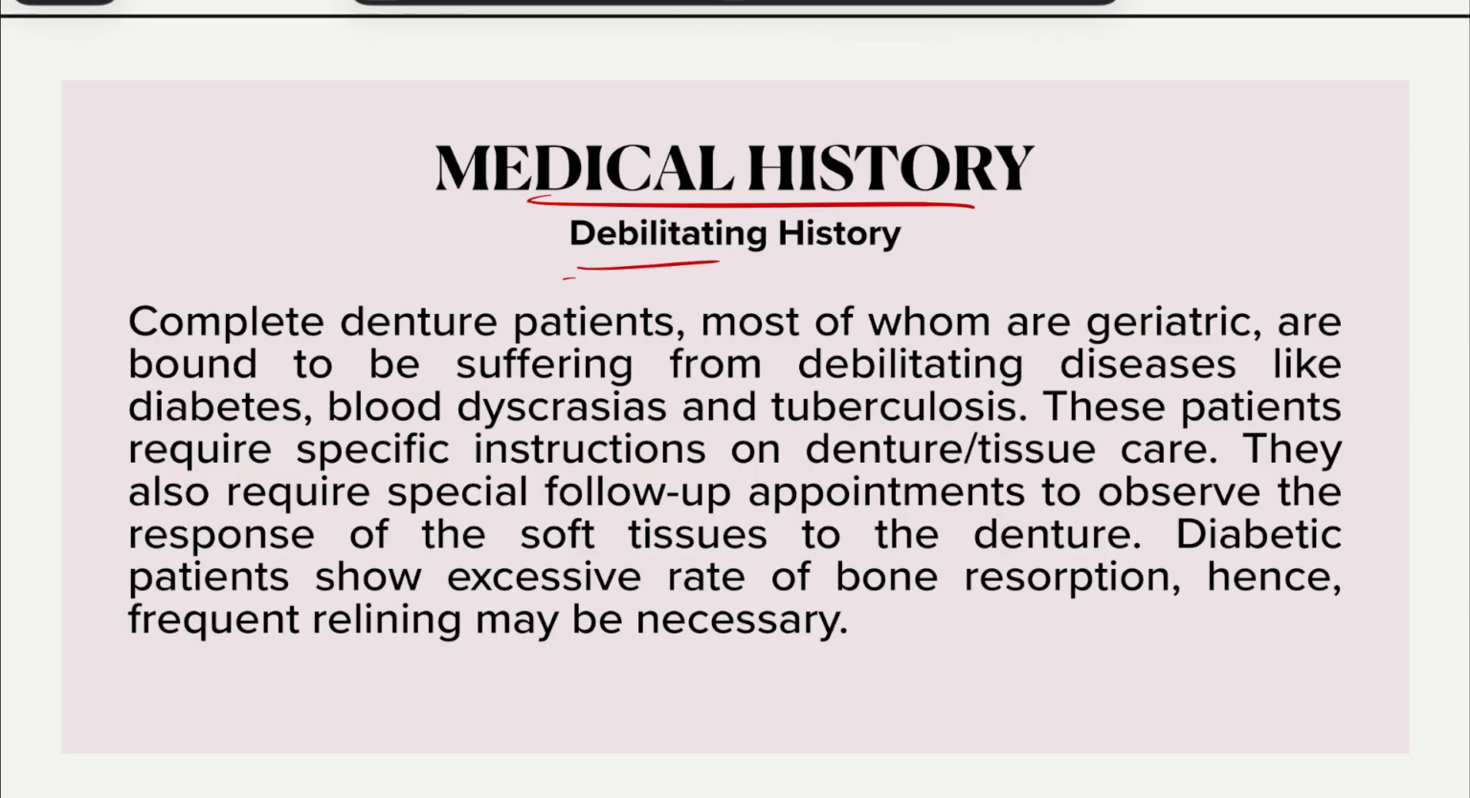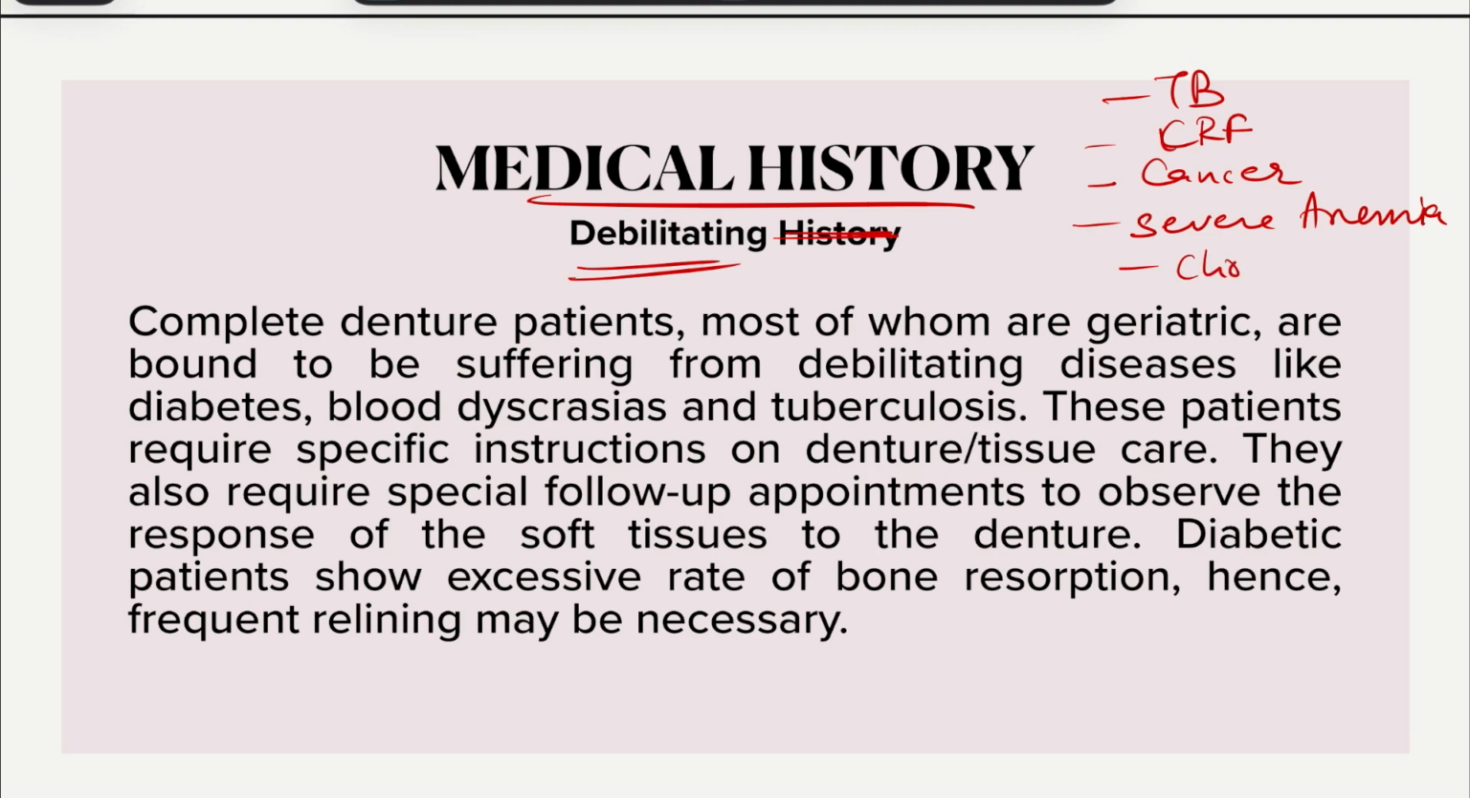Firstly, debilitating diseases. Debilitating diseases are chronic conditions that reduce the patient's physical strength and functional capacity. Examples: tuberculosis, chronic renal failure, cancer, severe anemia, and chronic infections.